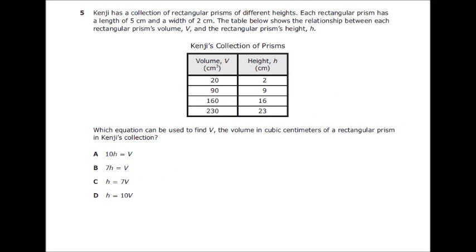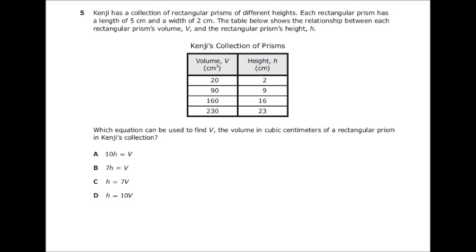All right, Kenji has a collection of rectangular prisms of different heights. Each rectangular prism has a length of 5 centimeters and a width of 2 centimeters. The table below shows the relationship between each rectangular prism volume and the rectangular prism's height. Which equation can be used to find V, the volume in cubic centimeters of a rectangular prism in Kenji's collection?